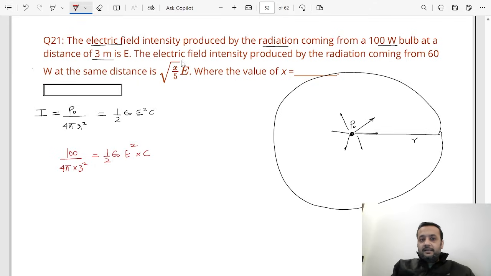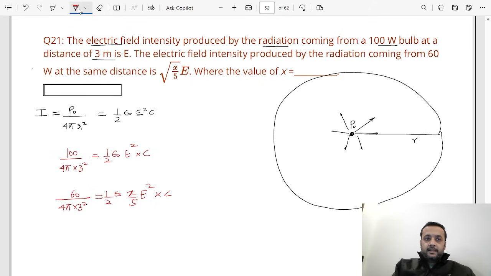In the second situation, only the power changes. So power becomes 60, so P naught will become 60. Distance will be 3 itself, so distance is not changing. So half epsilon naught into the new electric field intensity. The new electric field intensity they are calling as under root x by 5 E. If you square it and put here, that will become x by 5 into E square. Just square it and put here and multiply by speed of light.